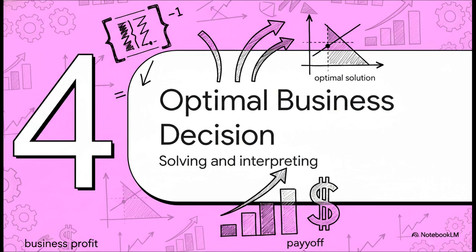Now comes the payoff. We solve this system. And you've learned a few ways to do this, graphically or using matrix algebra, and we get our answer. But it's not just an answer. It's not just a good plan. What we get is the single optimal solution, the best possible decision.